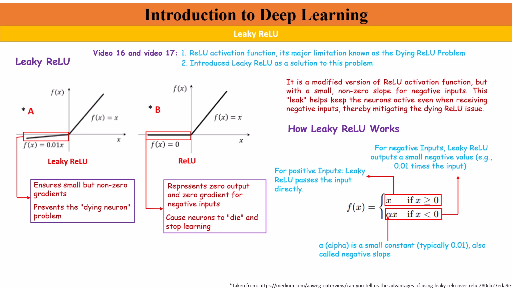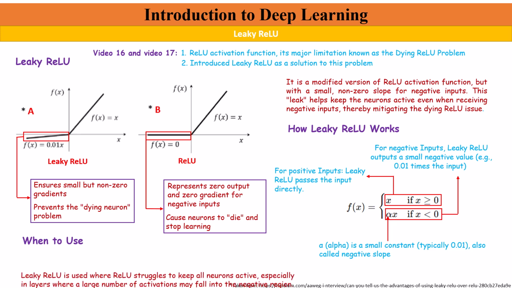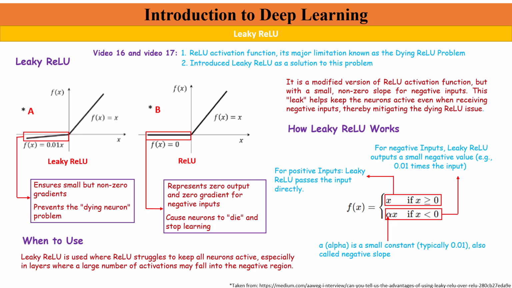So, when should we use Leaky ReLU? Leaky ReLU is often used in deep networks where ReLU struggles to keep all neurons active, especially in layers where a large number of activations may fall into the negative region.